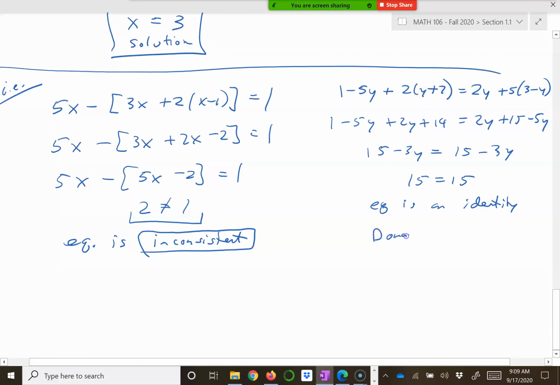The domain, we don't have any rational expressions or square roots. The domain is all reals. So that means the solution to this equation is basically the domain. So when you have an identity, any number that exists in the domain satisfies the equation. So if this happens, it's an identity because it doesn't matter what y value you plug in from the domain, you always get the same thing.